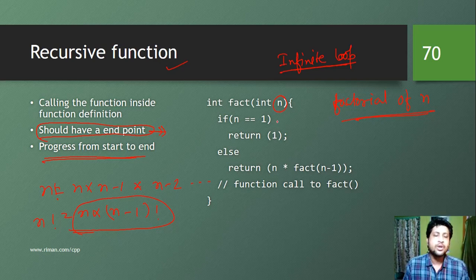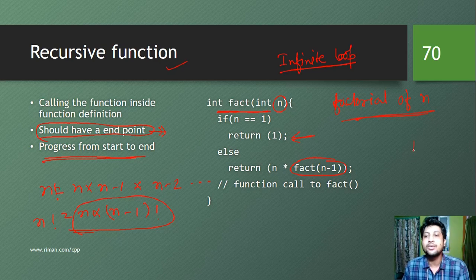So what we do, we first of all denote the end condition. For any n, if n is equal to 1, return 1. That means if n becomes 1, we will return 1. In any other case, we are going to return n into factorial of n minus 1. That means this is the call to this particular function. So this is the function and this is the function definition.